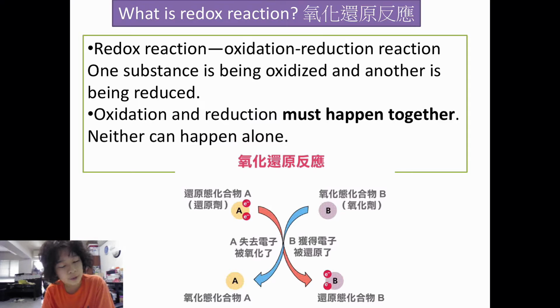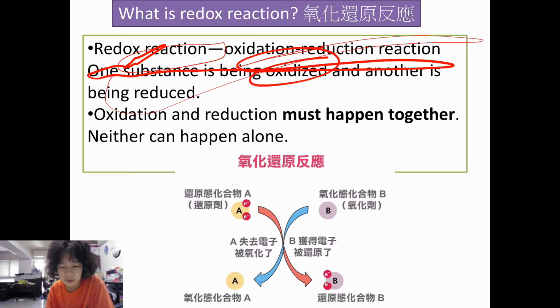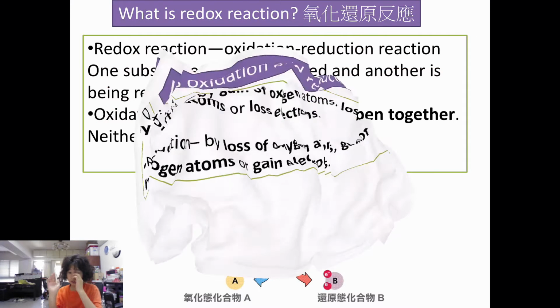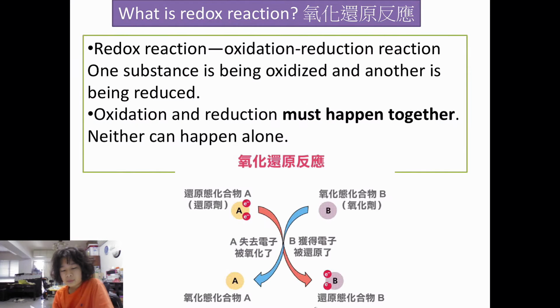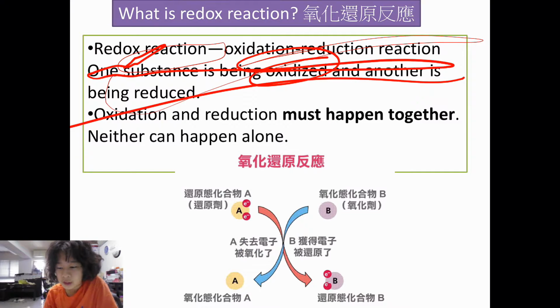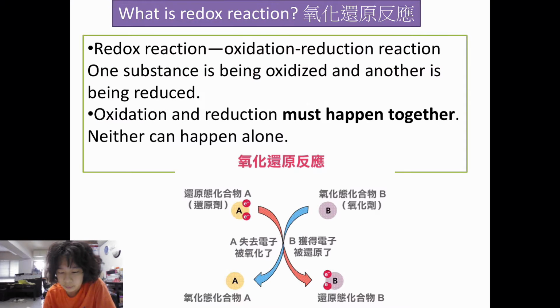Now let's see redox reactions. One substance has been oxidized and another is reduced. It can't happen alone. So if there's a reduction reaction, there must be an oxidation reaction, and if there's an oxidation reaction, there must be a reduction reaction. It always happens at the same time. Okay, next.